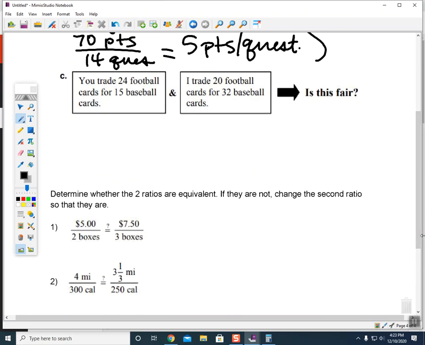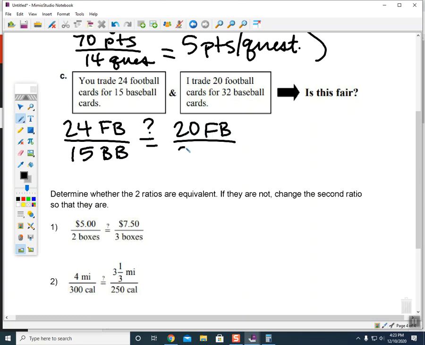Okay, here's one where we're not even going to do math and we're going to get it. It'll be exciting. So, here we go. I've got 24 football cards in the first scenario and 15 baseball cards. I want to know, is that equivalent to 20 football cards to 32 baseball cards?